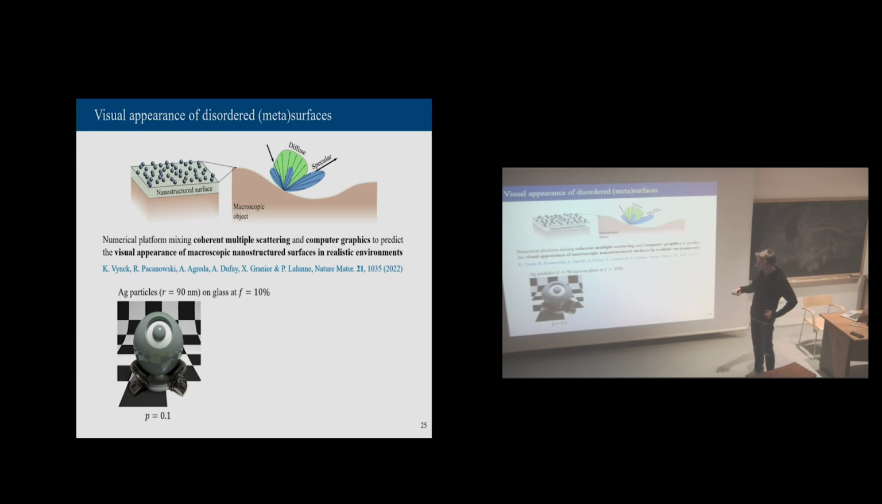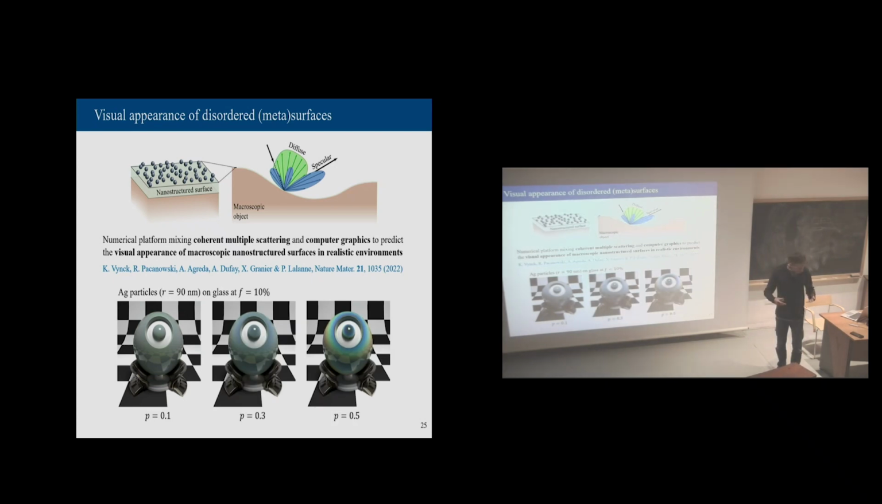So I'm showing here just an example to illustrate the impact of structural correlations. Imagine you have a spherical object like that, which is covered by a random assembly of silver particles of a certain size that are deposited on glass at 10% filling fraction. The object is illuminated by a small window here that you can see in specular reflection. So the appearance is very gray, it's not very interesting.